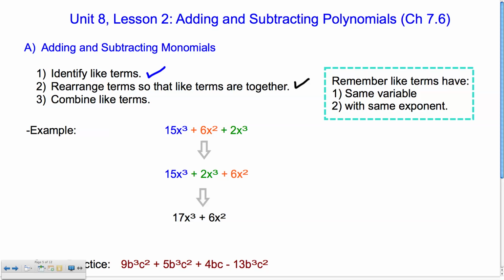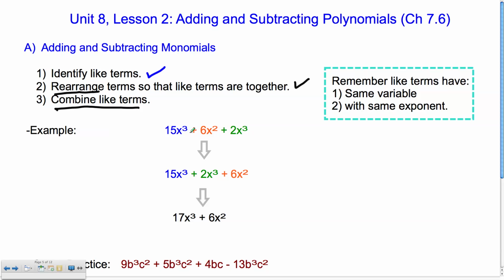Because we have a lot of polynomials going on, with a lot of terms in our polynomials, generally we rearrange things. We make sure that our like terms are next to each other so that it becomes a lot easier to start adding and subtracting things. Lastly, we're just going to simply combine those like terms.